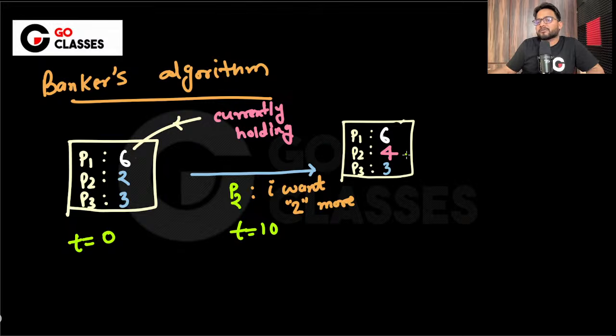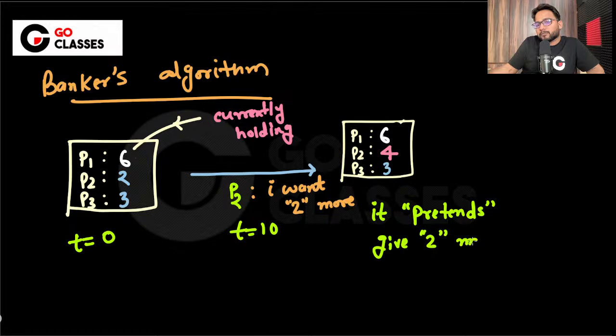For the algorithm, it's just a variable until you actually give it. So the algorithm pretends, meaning it changes the variable, updating from 2 to 4. It's not actually giving, just the algorithm running. It pretends to give two more, whatever is required. Then if you give two more, what will happen?